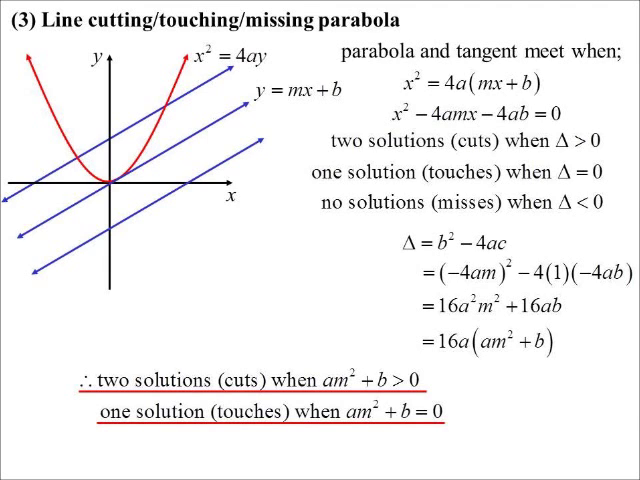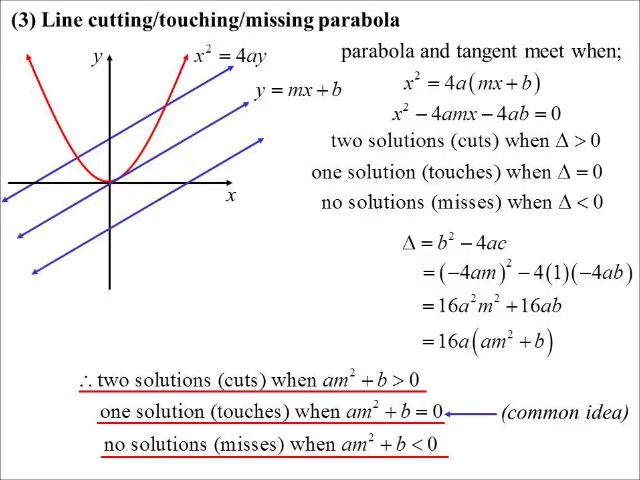It'll touch when it's equal to 0. That idea of discriminant equals 0 comes up a lot. And miss when it's less than 0. Now, it's not like this is a formula we need to know. It's more the idea that's important. So you'll see questions which will say, prove that if this is a tangent, then this condition will hold. And so the idea is, all right, let's have a look at the discriminant when we solve these simultaneously.